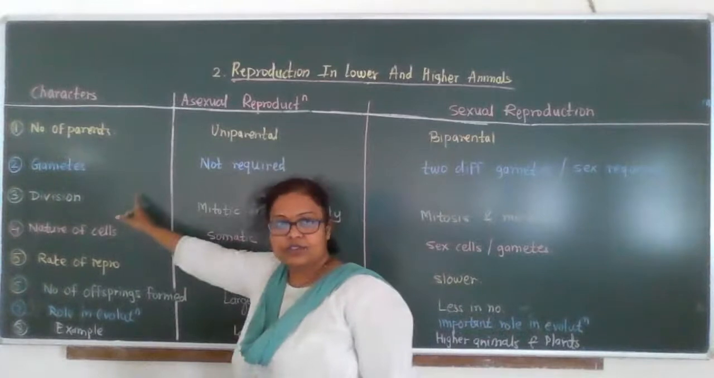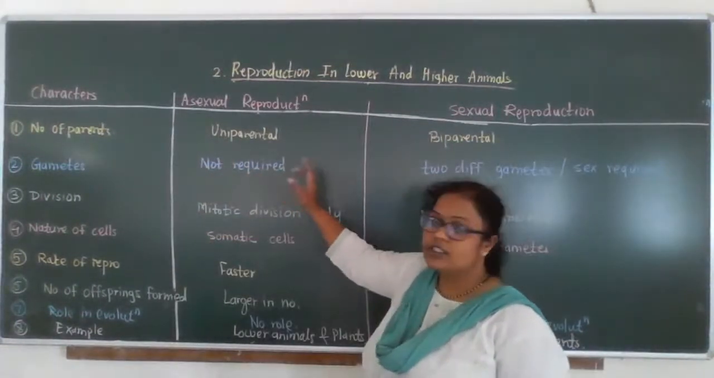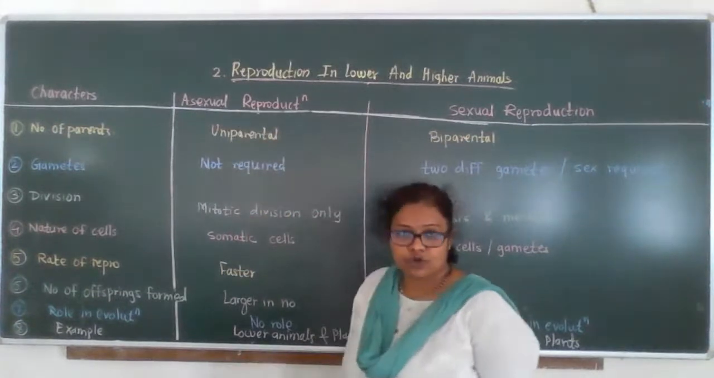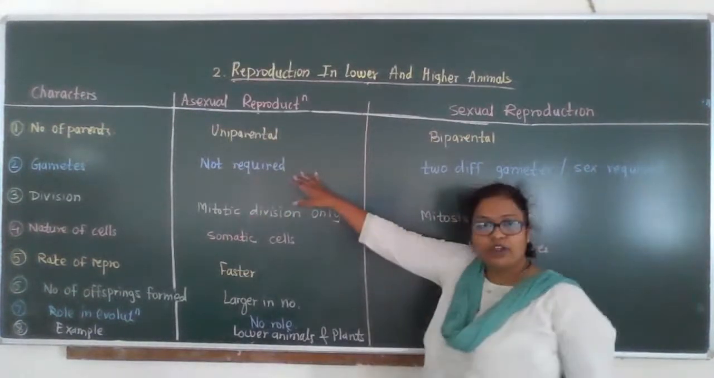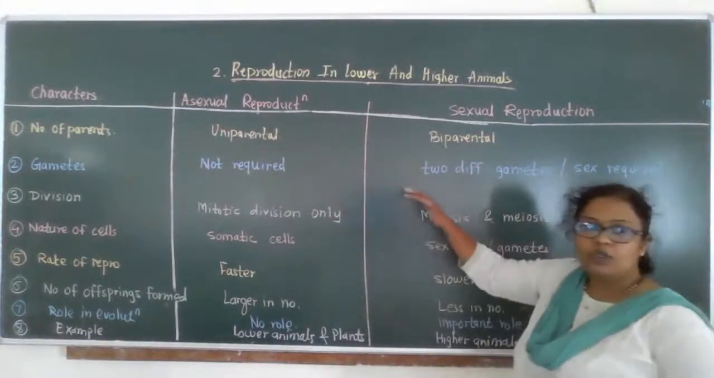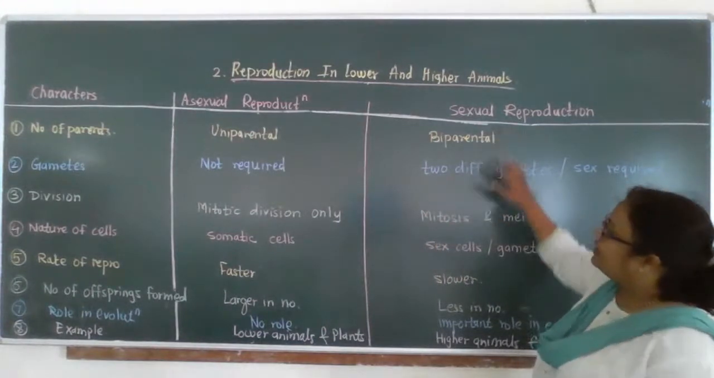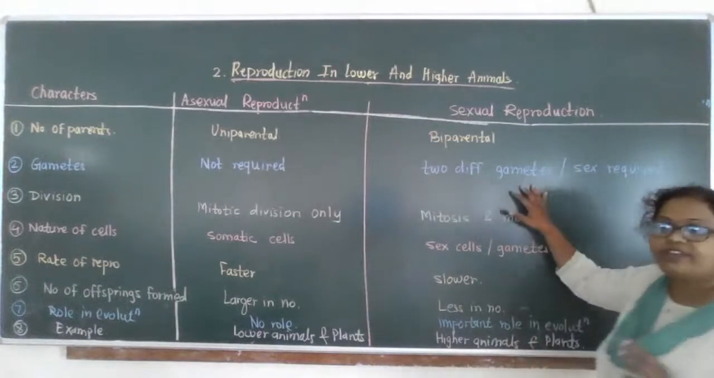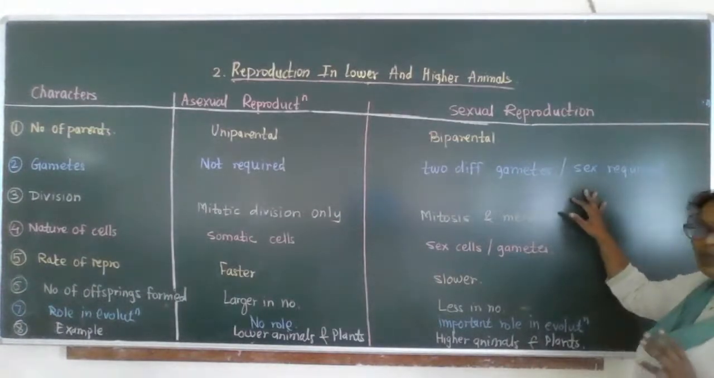Then the gametes. In asexual reproduction, there is no requirement of any gametes, so it is named asexual. There is no involvement of any gamete to form a new offspring. While in sexual reproduction, two different gametes, or two different sexes, are required to form young ones.